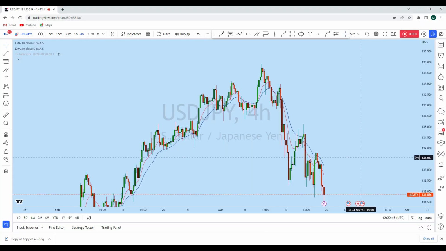Hello trader, I'm going to do a complete multi-time frame analysis on dollar yen. Let's see what kind of trading opportunity we currently have in this instrument. As you can see from the lower time frame perspective, we can find significant trading opportunity in dollar yen.